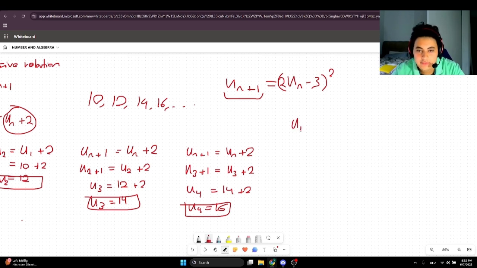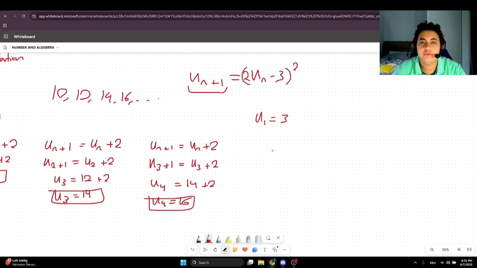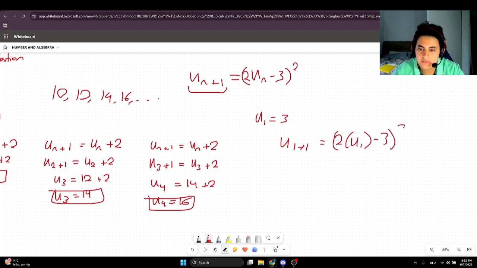So if you're given u1, let's say it's 3 in this case, then I can work out u2. So that would be u(n+1) equal to 2 times un minus 3, all squared, right? Here it's u1 plus 1, which is u2.